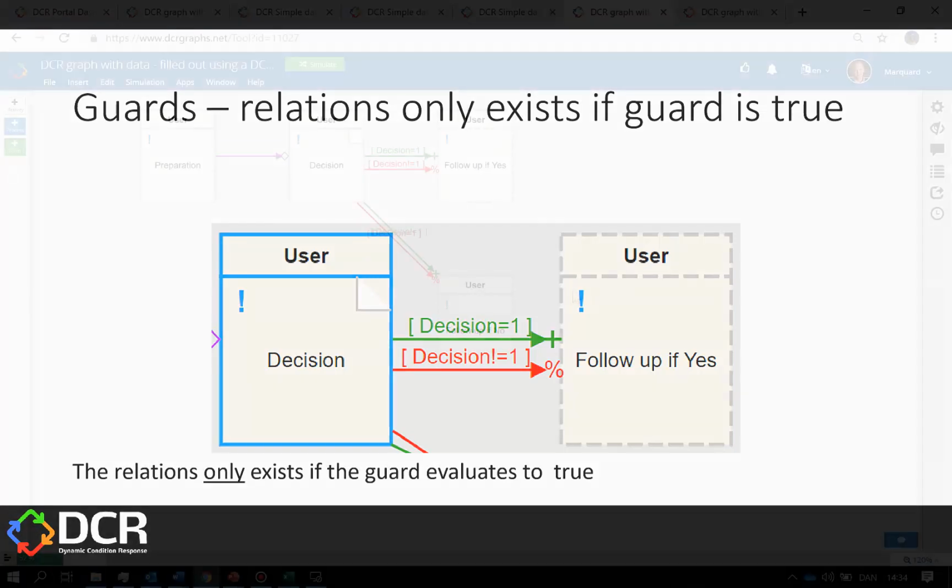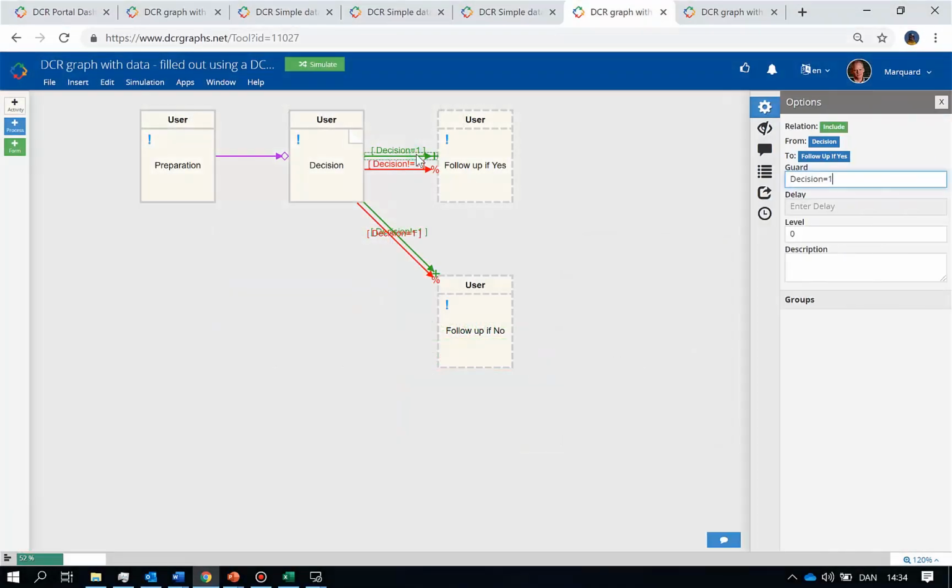Let's revisit the example we had before. Just look here at the guards. The guards that include the yes and include the no are opposite, and similarly, the guards that exclude and exclude are also opposite.